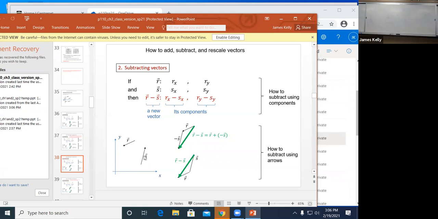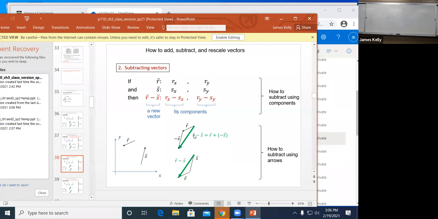So one way to subtract vectors is, I've got a picture of r and a picture of s. I'm going to use the head to tail method, except that what I want to do in r minus s is add r to the negative of s. And the negative of s is just the vector s pointing in the exact opposite direction. And so you align them tip to tail, move them around however you have to.